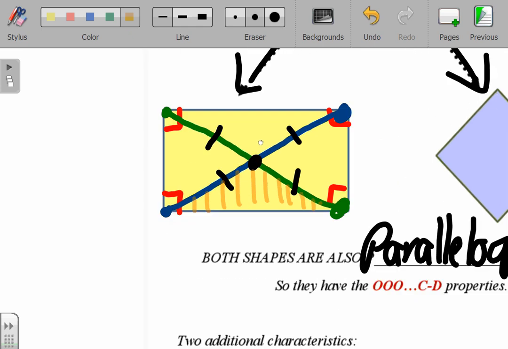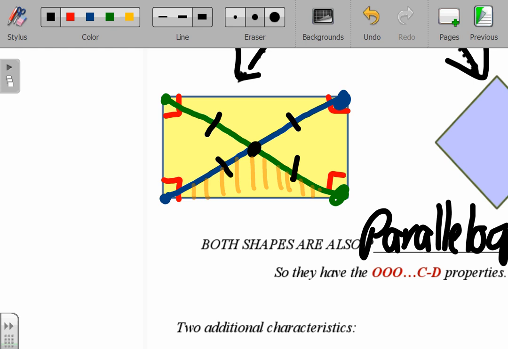Now for a rhombus, what makes a rhombus a rhombus? We have 3 unique qualities, actually. One, we have 4 congruent sides. That's what makes a rhombus a rhombus. There's also 2 things special about these diagonals. Go ahead and draw them in. The first and most important is the fact that these diagonals are perpendicular, which means we have right triangles all the way around.